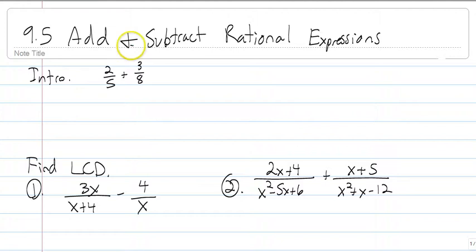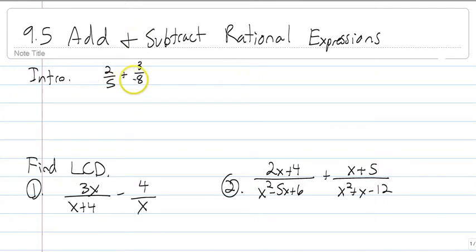So, first thing you got to do, let's remember how to add our fractions together. I'll give you a nice little intro. Why don't you guys pause the video and see if you could add these fractions together before I do it. See if you remember how to do this. Alright, so anyway, we need a common denominator. The lowest one that we could probably get that they have in common is 40.